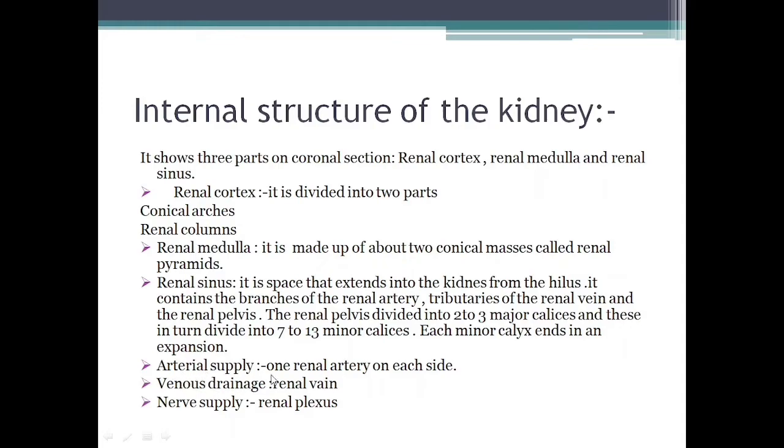Now arterial supply, venous drainage and nerve supply. The arterial supply is one renal artery on each side, the venous drainage is the renal vein, and the nerve supply is the renal plexus. This is about the internal structures of the kidneys.